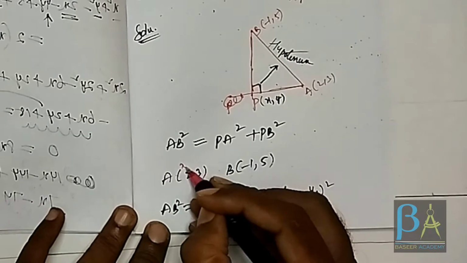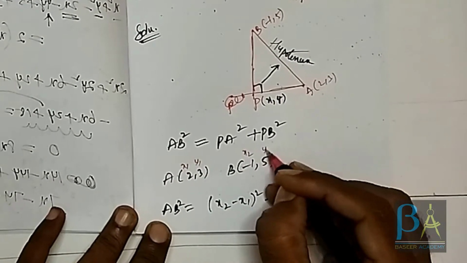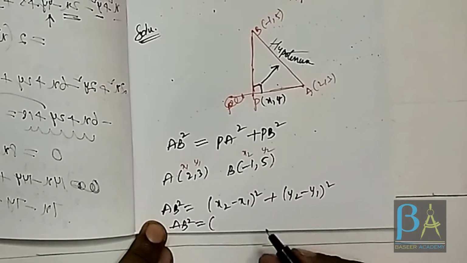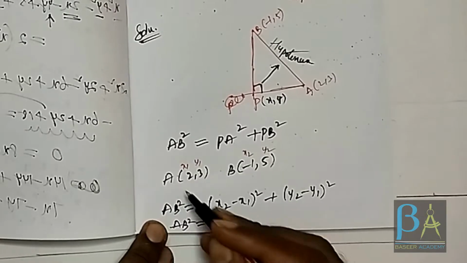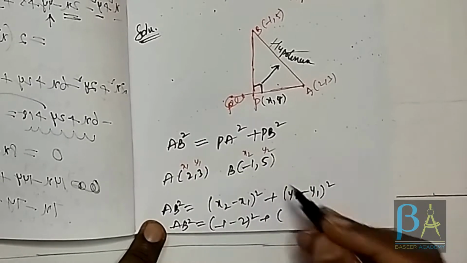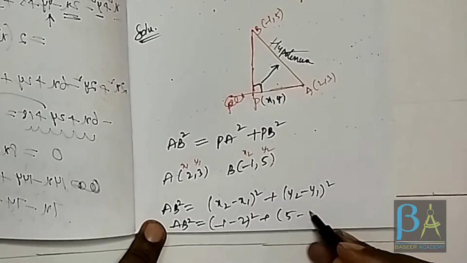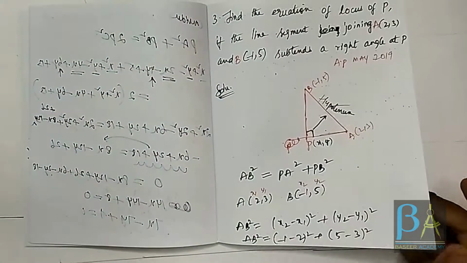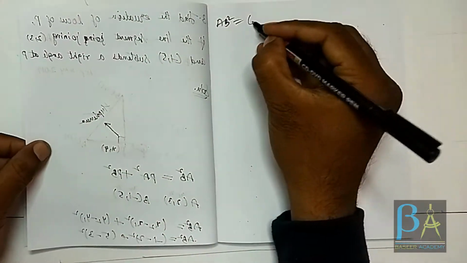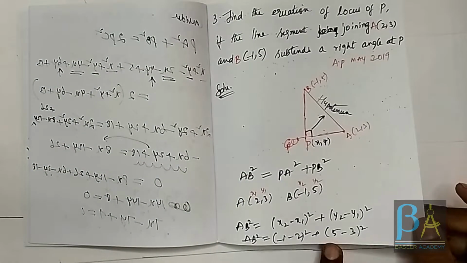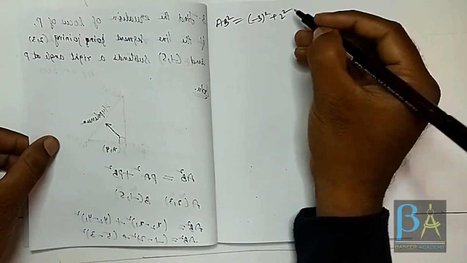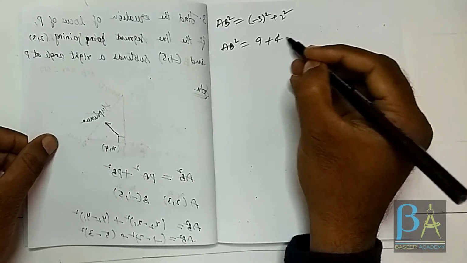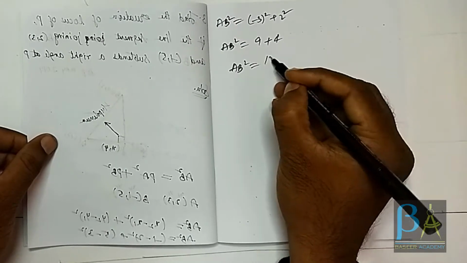Now this is our x1 y1 and this is our x2 y2. Let us substitute the values here. AB square is going to be, in place of x2 I'm going to write minus 1, in place of x1 let me write 2, in place of y2 let me write 5, and in place of y1 let me write 3. So what do we end up getting? AB square is equal to minus 1 minus 2, that gives us minus 3, and then 5 minus 3, that gives us 2. So AB square is going to be minus 3 square, that is plus 9, 2 square is 4. So AB square is 9 plus 4, which is 13.